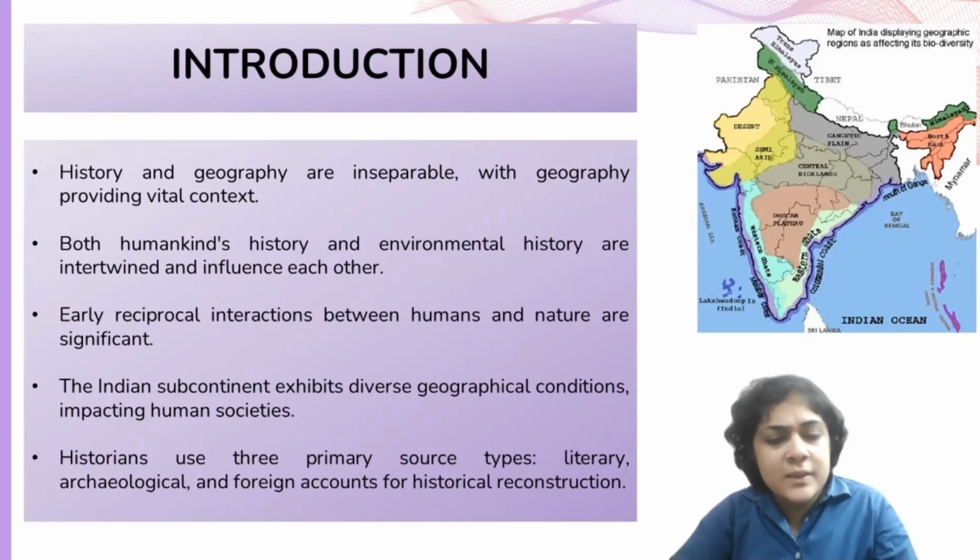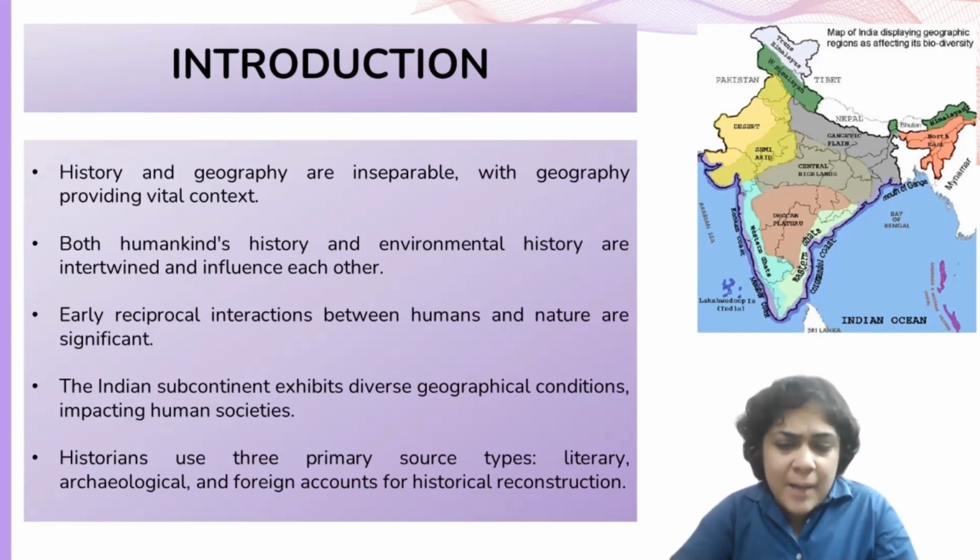In the latter part of this unit, we delve into the various types of sources that historians rely on to reconstruct the past. There are three primary categories of sources: literary, archaeological findings, and foreign accounts. These sources collectively contribute to our understanding of historical events and the evolution of civilizations.